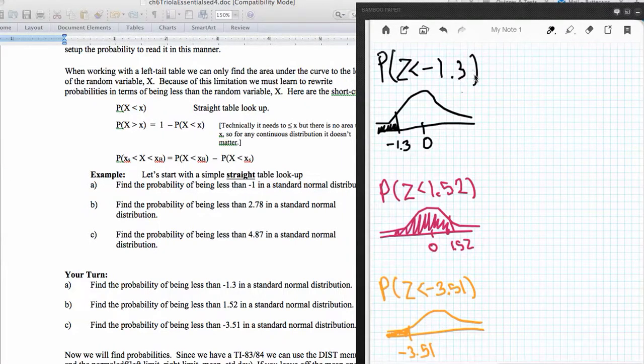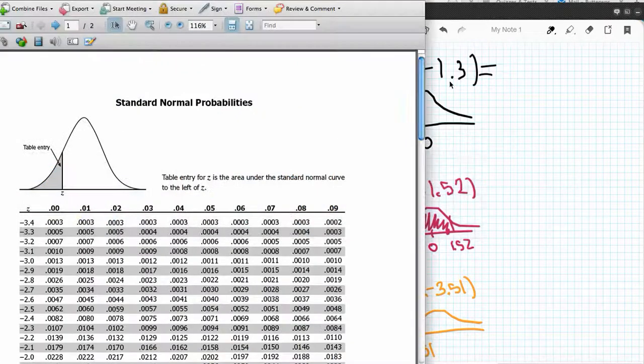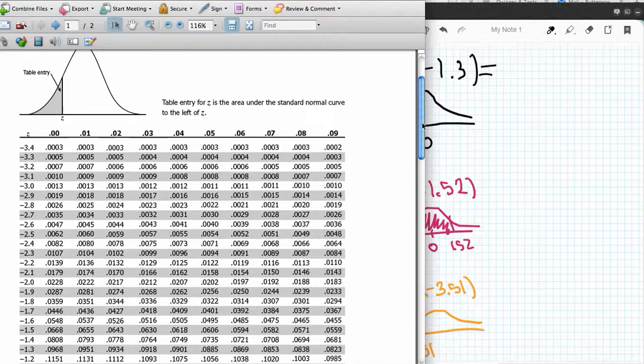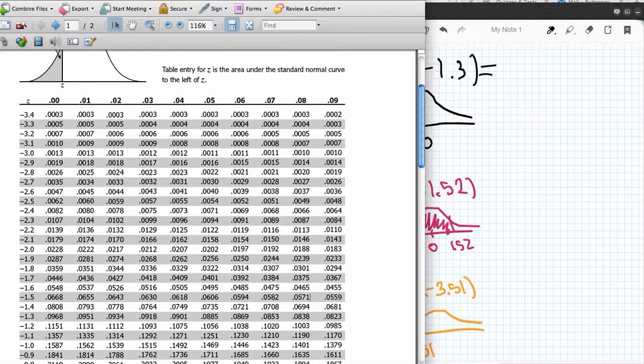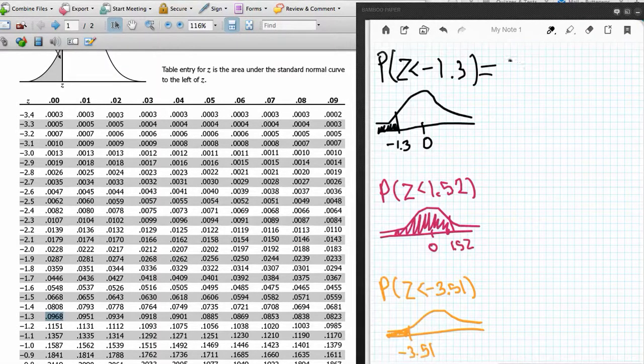Okay, so here are 3 probabilities with notation and with little pictures. So this one is a straight up table lookup, so I'm just going to go to my table and look up negative 1.30. So here's negative 1.3, here's 0, so my probability, straight table lookup, 0.0968. And that's my probability. So the area under the curve over here, 0.0968.